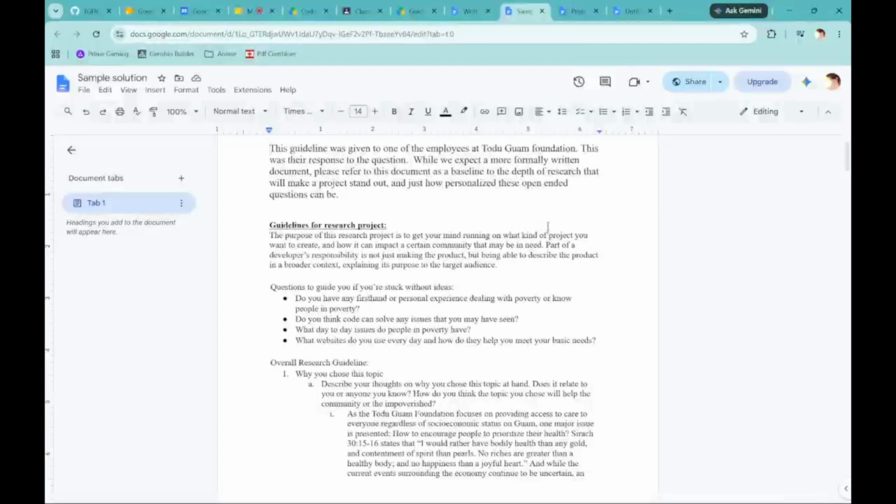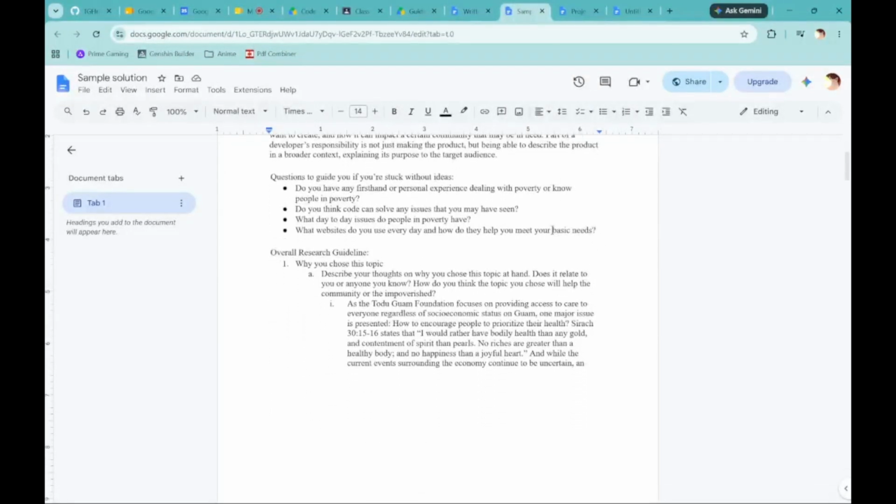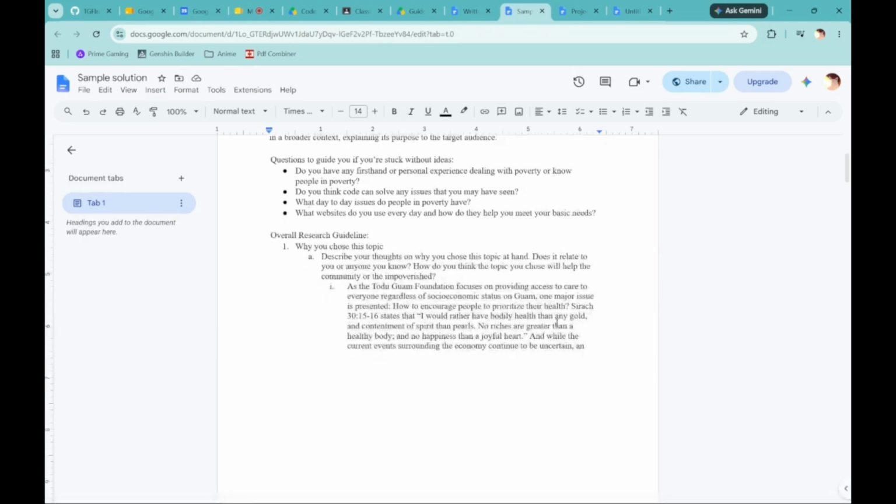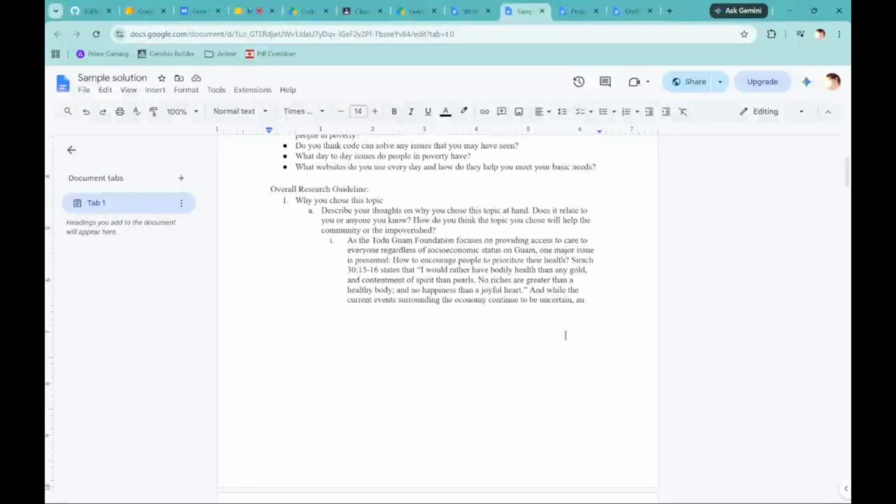So I also want to go over the sample solution that we had. So this was provided by one of the workers that works in Todu Guam. So he works directly with people, and these are his own thoughts and opinions. So again, we didn't have him write the full research document, but you can see how he wrote his outline and how this would be turned into the proper research project in the future. So you can see how his topic was talking about providing access to care to everyone, regardless of socioeconomic status, and how this major issue gave some anecdotes and everything.